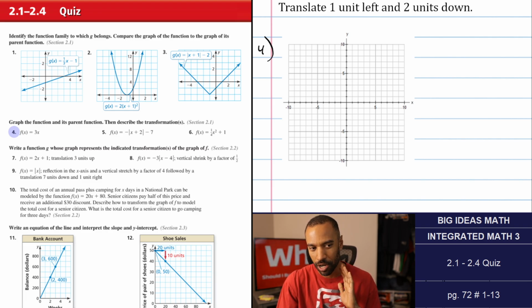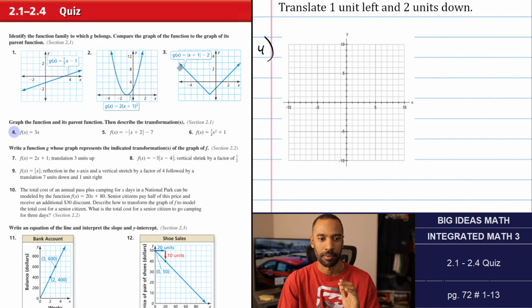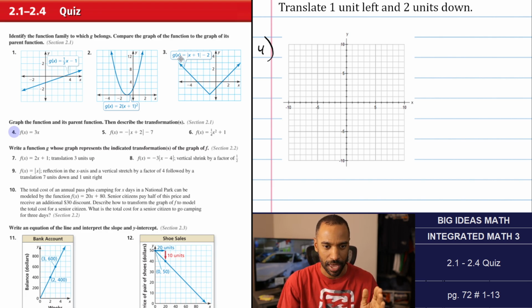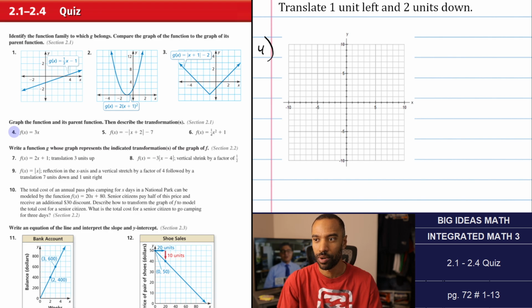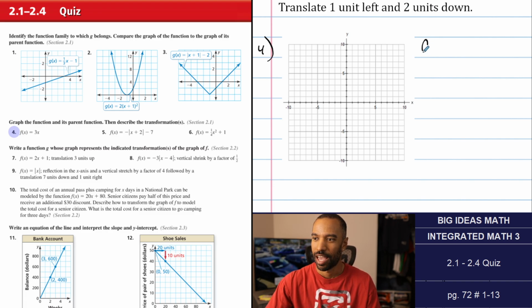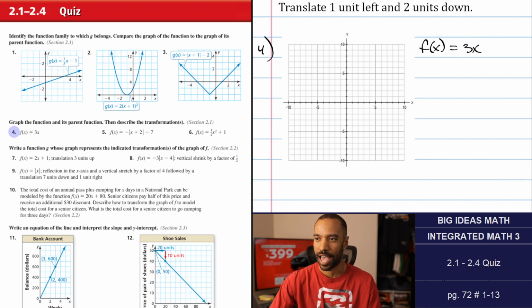We have a linear function on 4. We have an absolute value function on 5, and we have a quadratic function on 6. So they're really staying away from the constant functions. They don't care as much about those because they're not so diverse. So this one is f of x equals 3x. Now that is actually the transformed function.